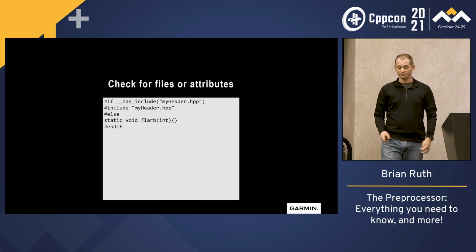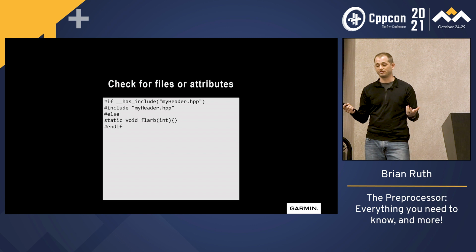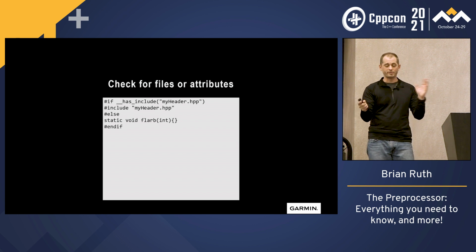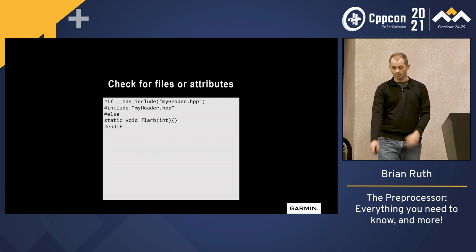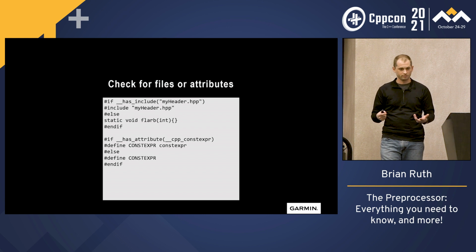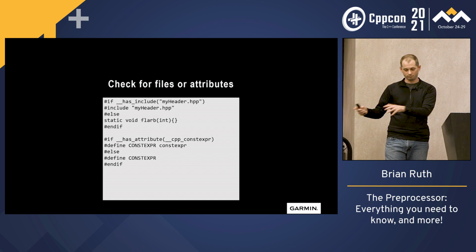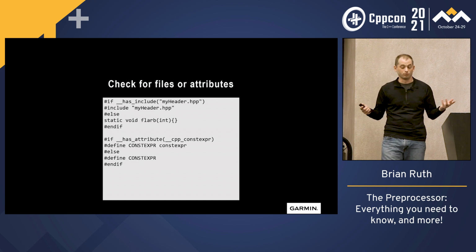All right, checking files for attributes. So this is an example of using the has include. Here we want to check to see if the header exists, include the header. Otherwise, we're going to just stub it out so that our code will compile and not really do anything. And here we want to make sure, does our compiler support constexpr? If our compiler supports constexpr, we're just going to replace it with constexpr. Otherwise, just don't do anything.